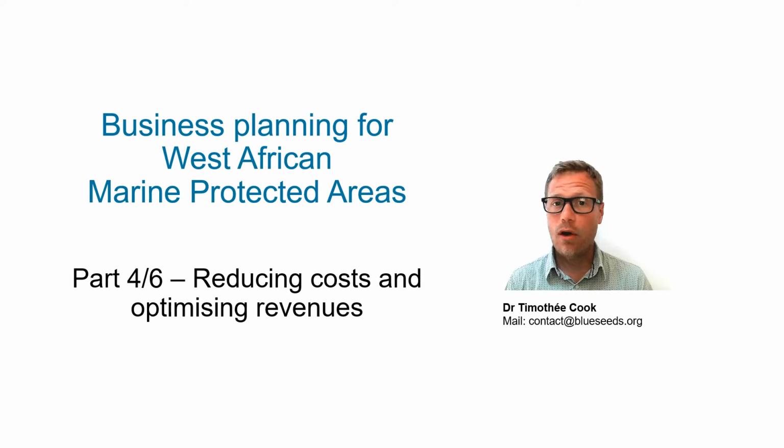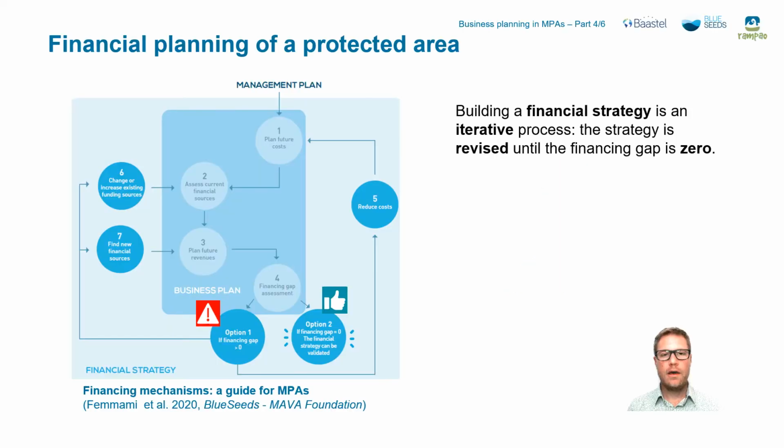In the previous video, we learned how to calculate the financing gap of our MPA. Here, we will explore some means to close this gap by reducing costs or reviewing revenues. Okay, so we've seen during the first part of this training session how building a financial strategy is an iterative process, meaning that the strategy is constantly revised until the financing gap is zero.